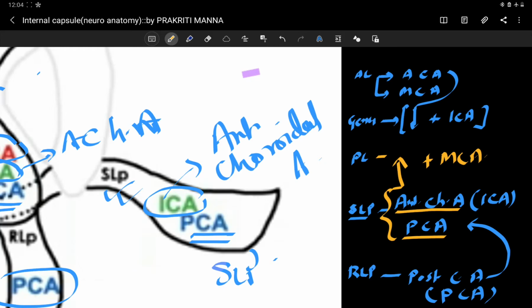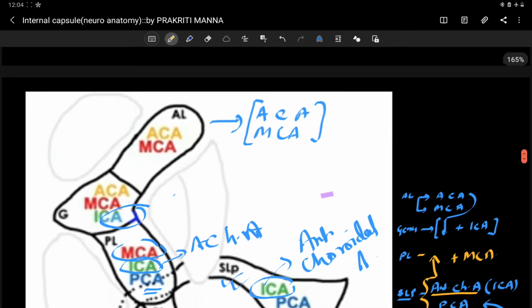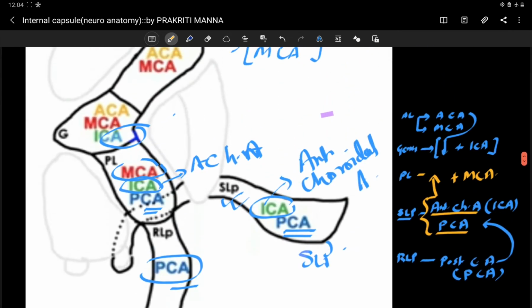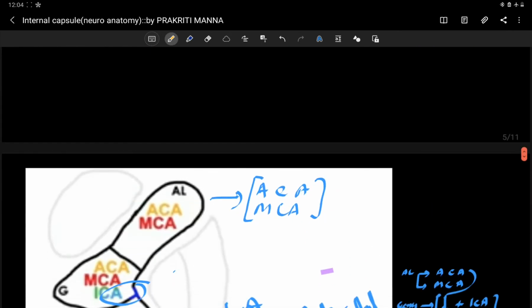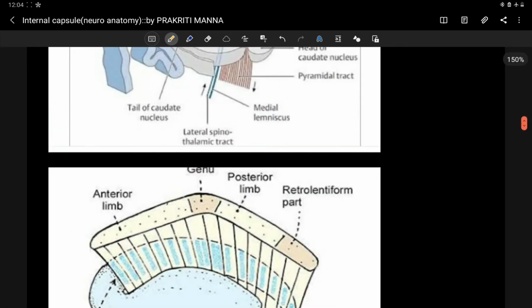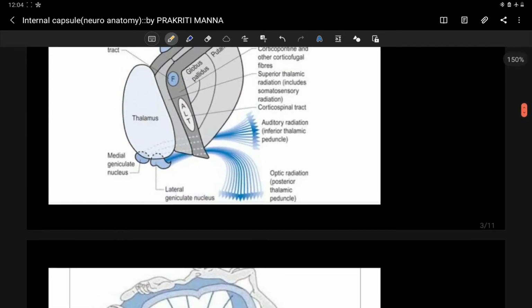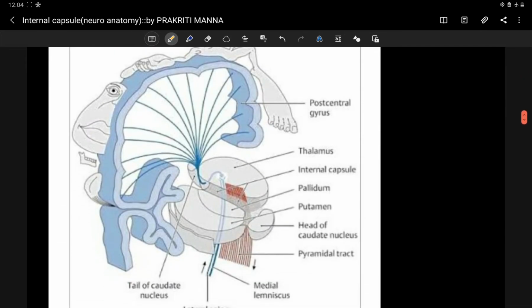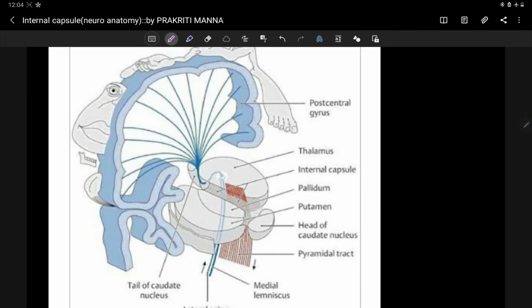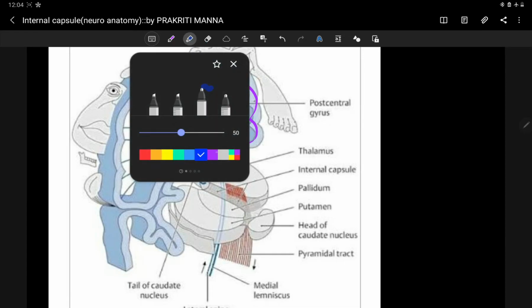Now let's talk about the nervous plan of the internal capsule, and then I will discuss various diseases or clinical aspects of the internal capsule. All right, you can see here, this is your cerebral cortex.